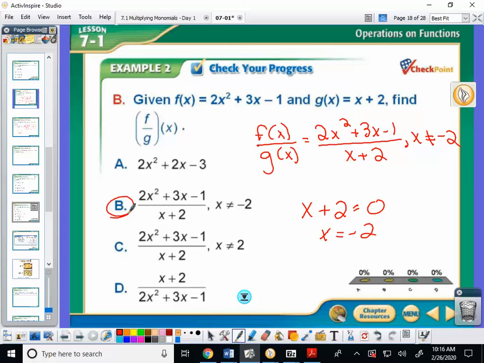Any questions so far on adding, subtracting, multiplying, or dividing? Okay, the other thing we need to talk about is composition of functions. So flip over to the back side if you would.